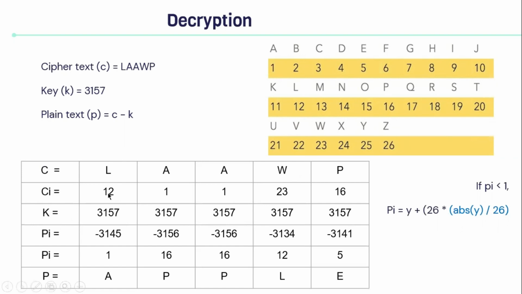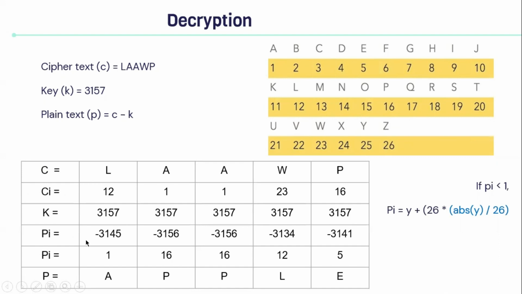So here for L, the ciphertext index is 12, the key is 3157. If we subtract 3157 from 12, we get minus 3145.